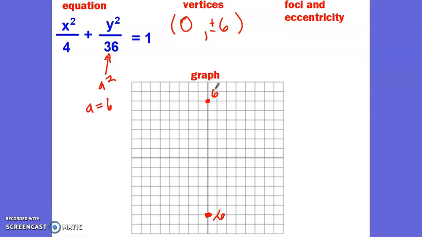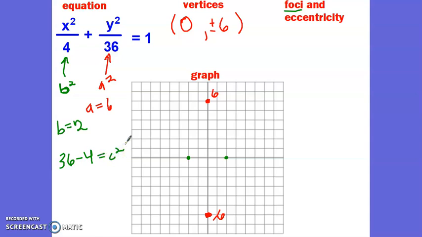Now, in order to get any other coordinates, we need to know a little bit more about the rest of our ellipse. Again, our other number we typically define as our b value. It's sort of our minor vertices. So b squared equals 4, which means that our b value is going to be 2. So we're going to travel 2 units to the right and 2 units to the left. We also know that in order to get the foci, we need to find our c value. Well, for an ellipse, remember that a squared minus b squared equals c squared.